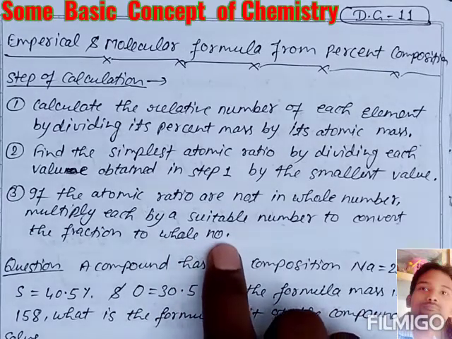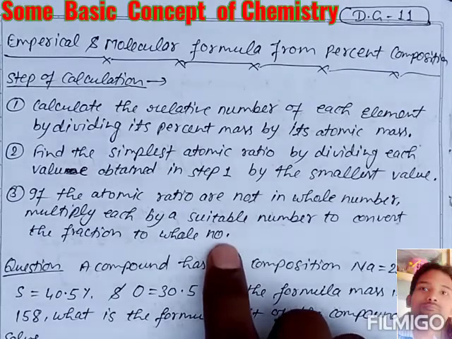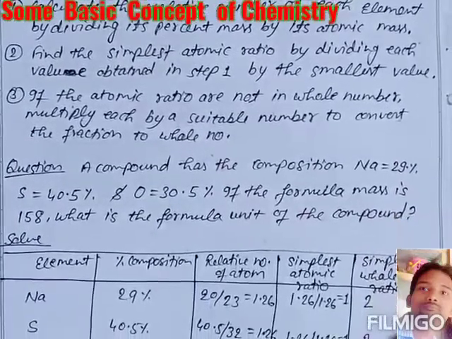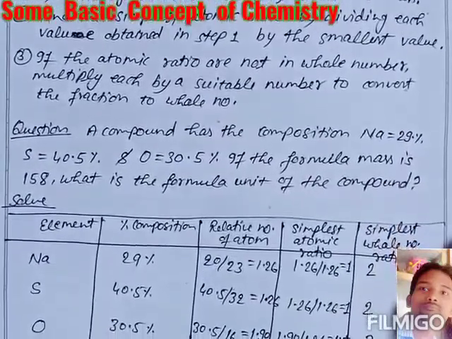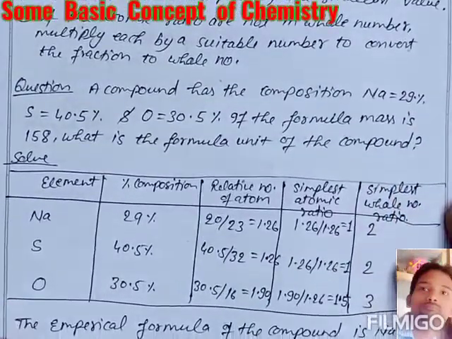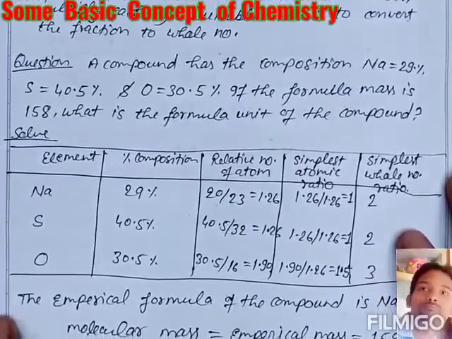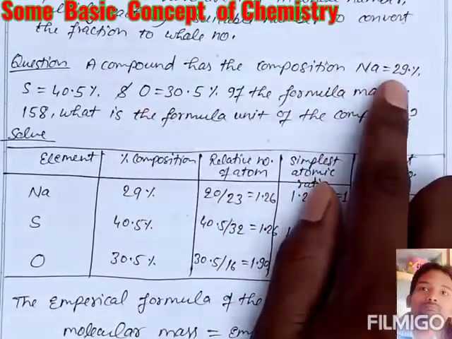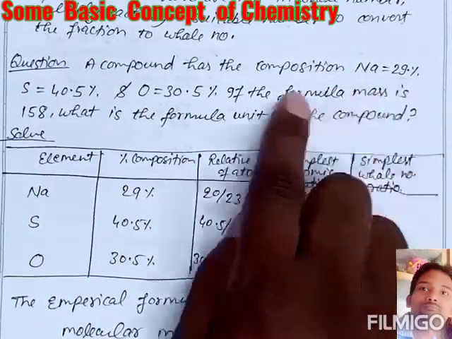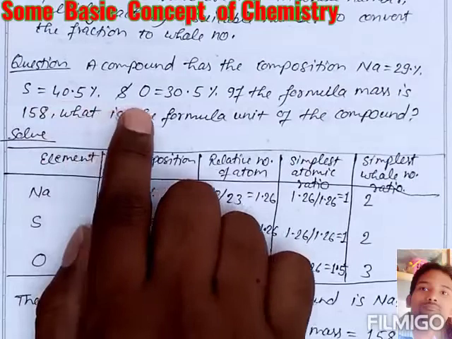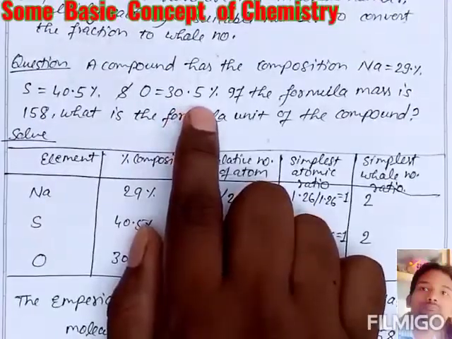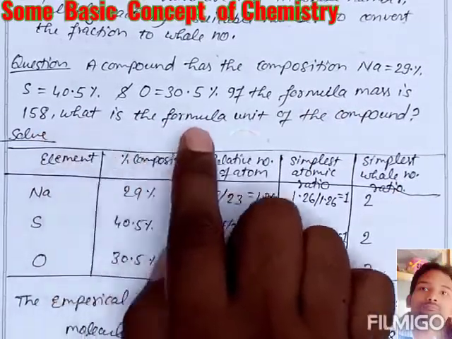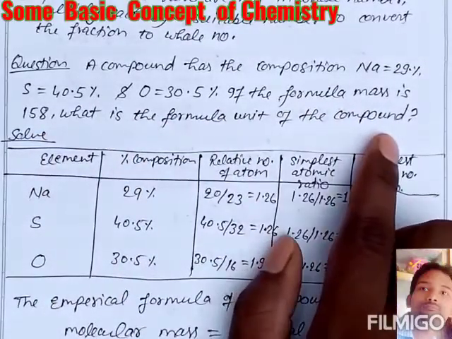Okay, now we are taking an example. Listen, it is very important because it comes in the exam. Look here, the question: a compound has the composition sodium 29%, sulfur 40.5% and oxygen 30.5%. If the formula mass is 158, what is the formula unit of the compound?